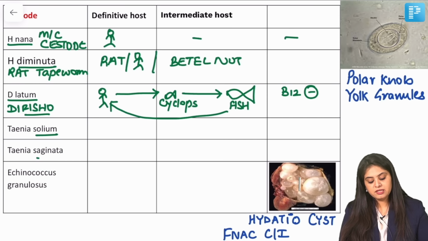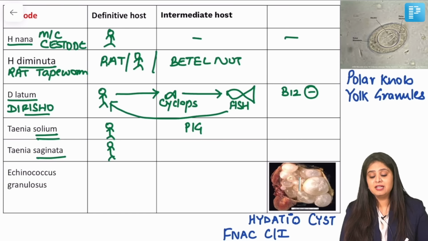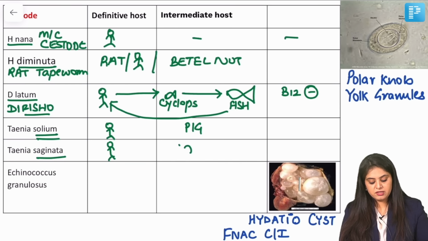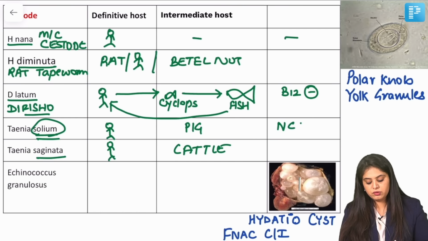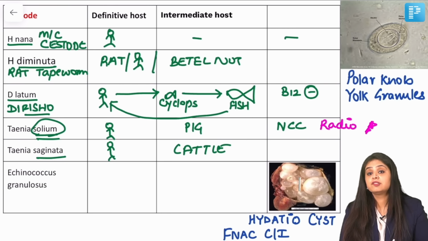Now coming to Taenia solium and Taenia saginata, the definitive host in both of them is human being. Taenia solium has an intermediate host of pig, and saginata will have an intermediate host of cattle. I hope you remember Taenia solium is the one out of these causing neurocysticercosis. The radiology image of neurocysticercosis shows you the starry sky appearance.